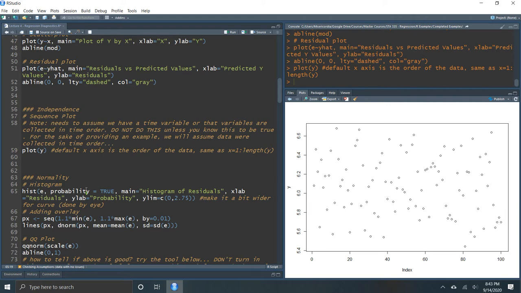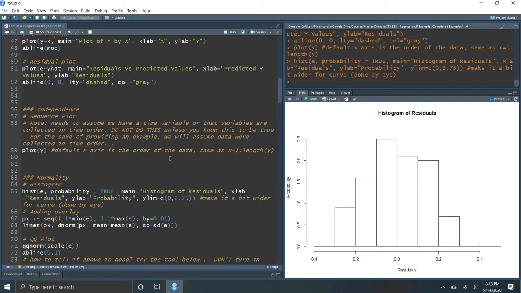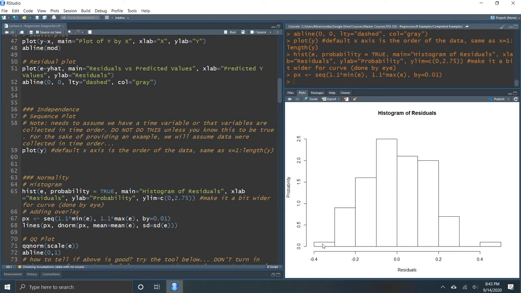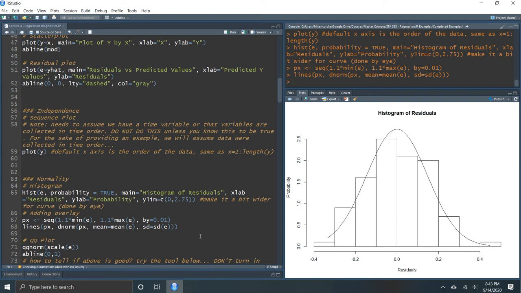Now for normality, I can do a histogram here. So I'll do a histogram of these residuals. So this is my histogram. Kind of looks roughly normal. We can overlay a line here. So I'll make a sequence going from a little bit below the minimum to a little bit above the maximum of the residuals, and I'll do this using the normal distribution with a mean of the errors and a standard deviation of the standard deviation of the residuals.